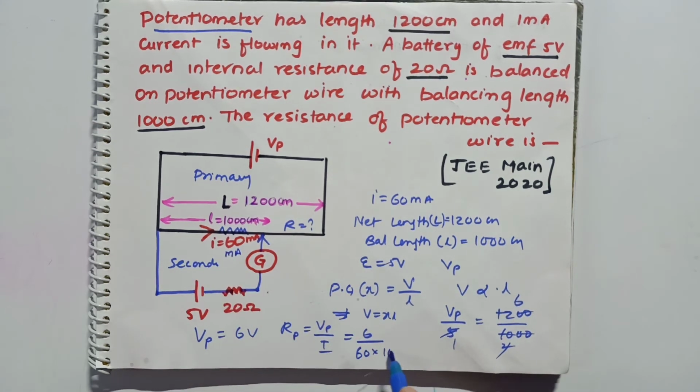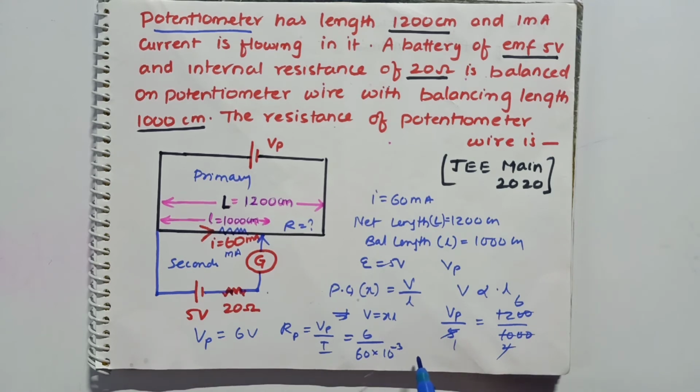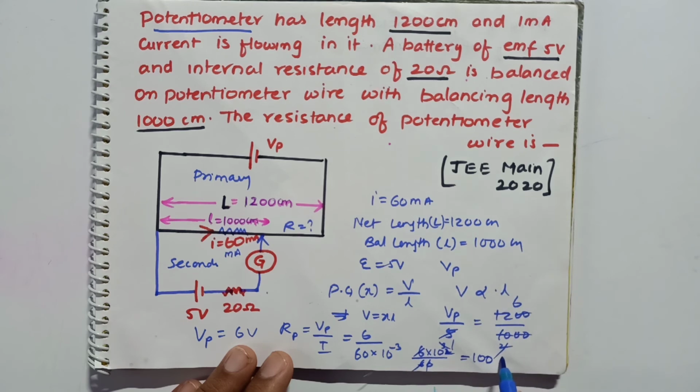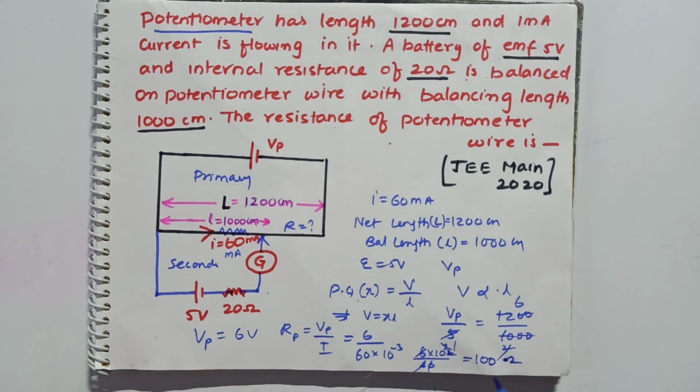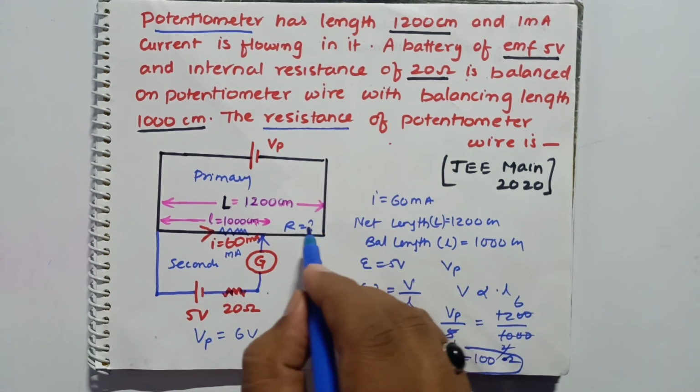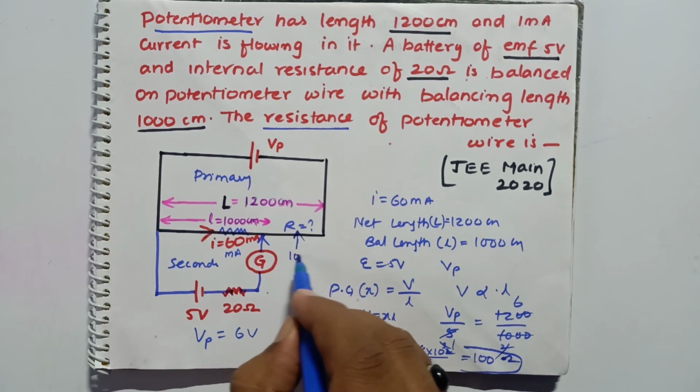Then 60 milli means 60 times 10 power minus 3. The 10 power minus 3 goes to the numerator, so you get 6 divided by 60 times 10 power 3. The 0 gets cancelled, the 6 gets cancelled, and 10 square is left, so the answer is 100 ohms. He is asking for the resistance of the potentiometer wire, and this resistance is 100 ohms.